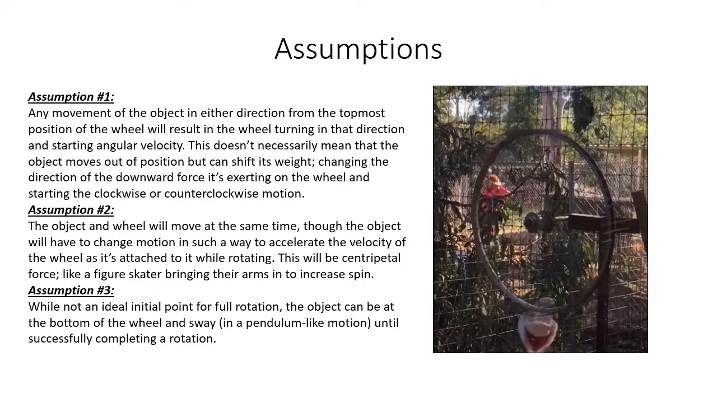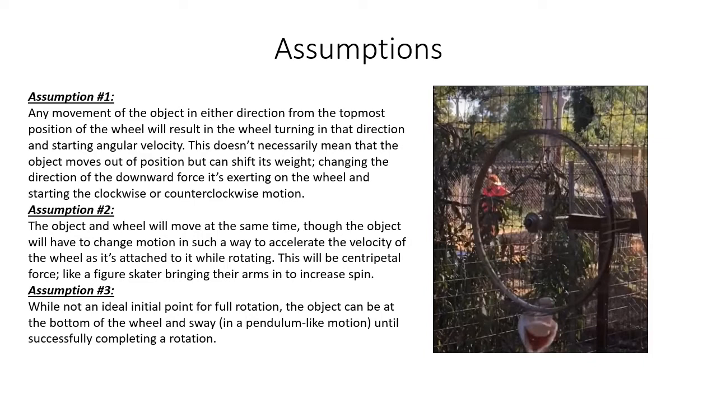Our assumptions for this model. Assumption 1. Any movement of the object in either direction from the topmost position of the wheel will result in the wheel turning in that direction and starting angular velocity. This doesn't necessarily mean that the object moves out of position, but can shift its weight, changing the direction of the downward force it's exerting on the wheel and starting the clockwise or counterclockwise motion.